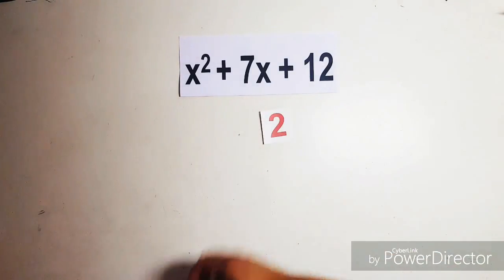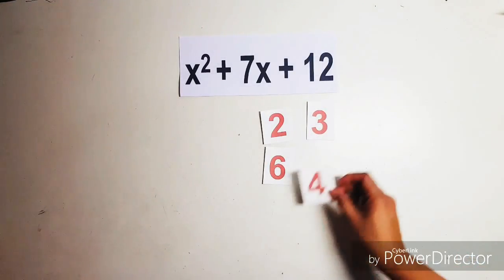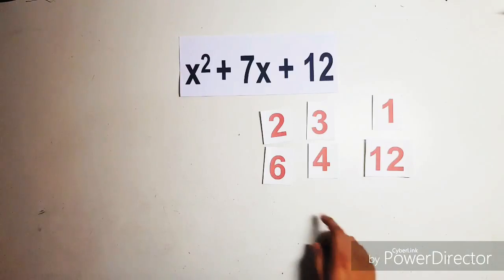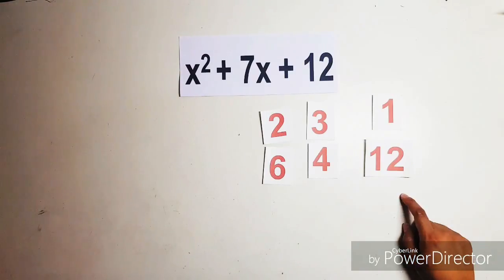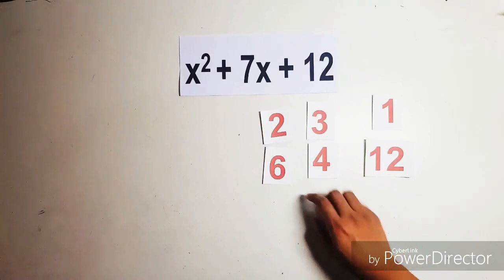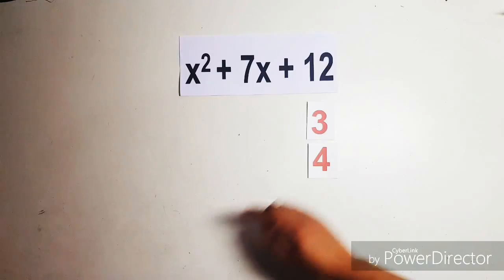It could be 2 and 6, 3 and 4, or 1 and 12. So, among these three sets of factors, which of these will give us the sum of 7? And that is 3 and 4. So therefore, we already have the factors for the given trinomial.